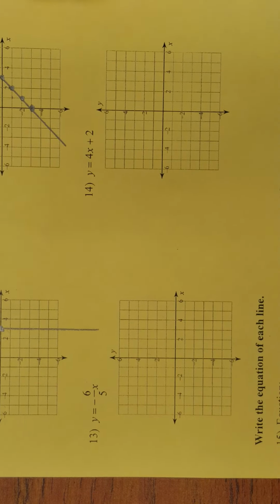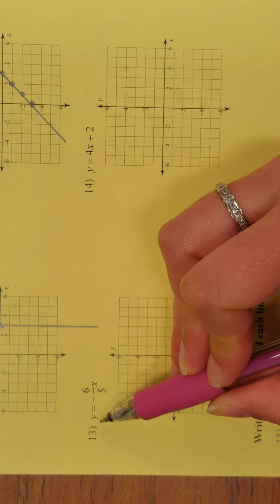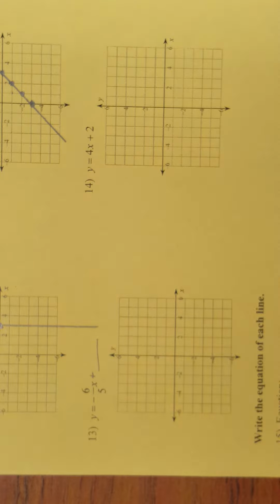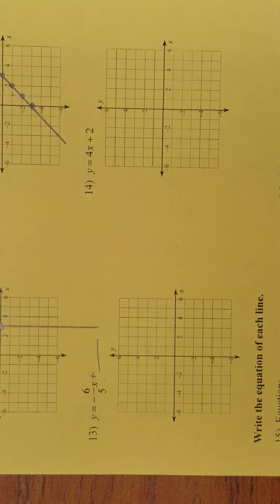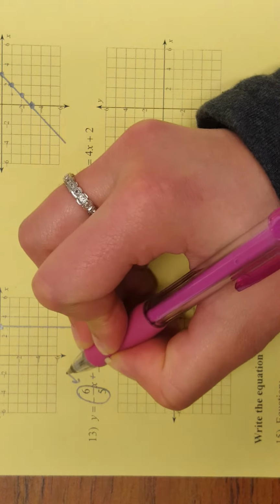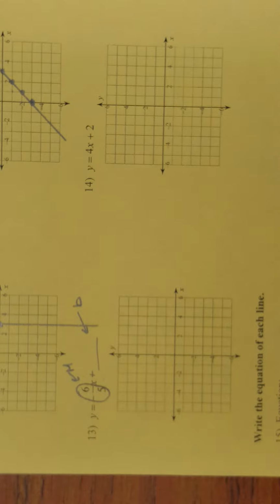Okay? Number 13 has a y equals, but there's also an x. So it's going to touch the y-axis and the x-axis, but there's a plus something missing. Something else is missing this time. This, because it's attached to x, that's the m. So this time I'm missing the b. So plus what? What's missing?